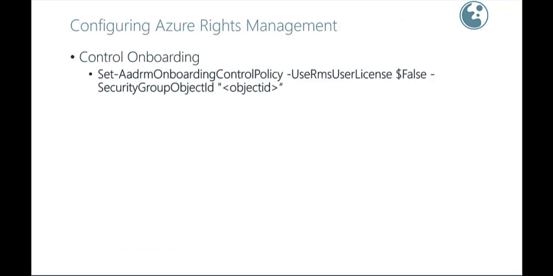To configure Azure Rights Management, you should also look into how you can control onboarding. If you are just starting to use this in your organization, it might make sense to just scope it down to a pilot group, for example. So by controlling onboarding, which you have to do in the PowerShell commandlets, then you can say that, okay, for just this security group, these are the only ones that are able to use the protection templates.